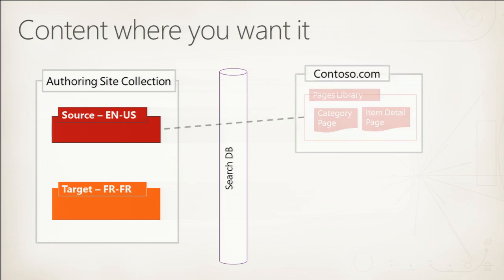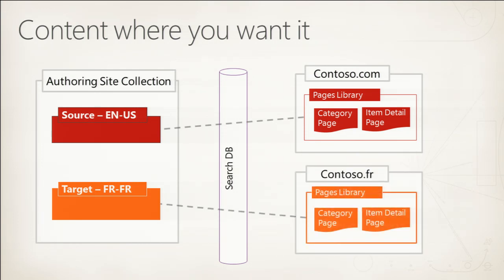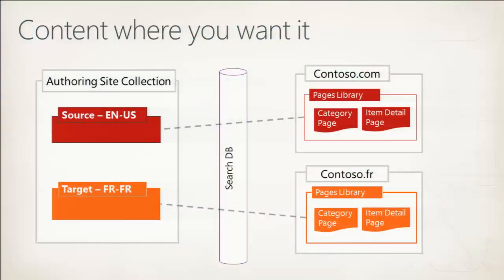And so, like we've probably seen in a variety of other demos, this English US source will be rendered out onto contoso.com, which is our cross-site publishing target site collection, through this category and item details page. In this case, though, we also have a French site where content is also rendered into contoso.fr. As you're creating more variations content in English, it goes down to French in the target, can then be translated, and will then show up on contoso.fr. So we can show you a quick demo of that, too.